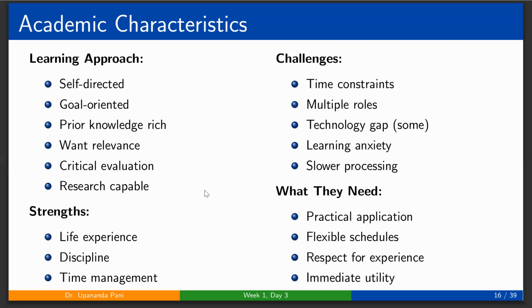What is the learning approach in the case of adult learners? They are self-directed, goal-oriented, they have prior knowledge, they want relevance, they need critical evaluation, and they are also capable of doing research. Challenges are time constraints, multiple roles, technology gap, learning anxiety, slower processing. What strengths do they have in terms of academic characteristics? They have life experience, discipline, time management. What they need is practical application, flexible schedules, respect for experience and immediate utility.